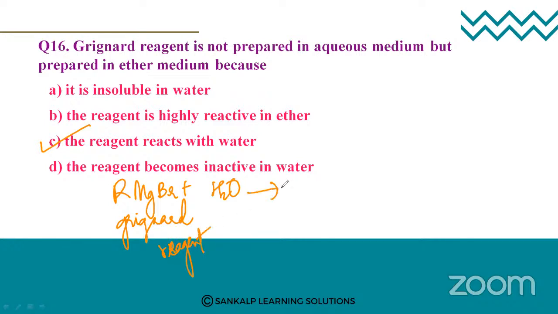So if you treat Grignard reagent with water, it forms alkane. It forms alkanes plus Mg, Br and OH. So it forms what? It forms alkane. Okay, so the reagent reacts with water.